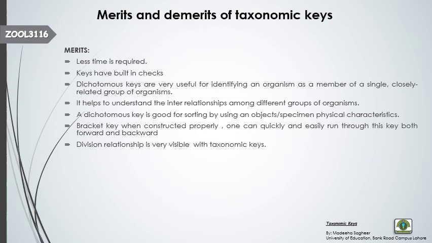And if we talk about the physical characteristics or phenotype of the organism, then these keys are very helpful, because they give almost every aspect of the physical characteristics in the key. If we talk about bracket keys, then they can easily run forward and backward. Divisions are also very visible in the keys. So these are great advantages of using taxonomic keys.